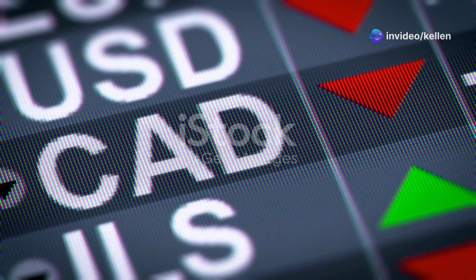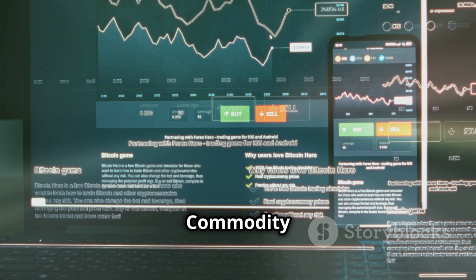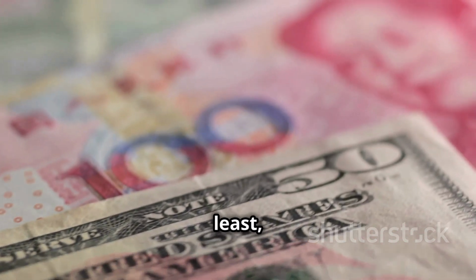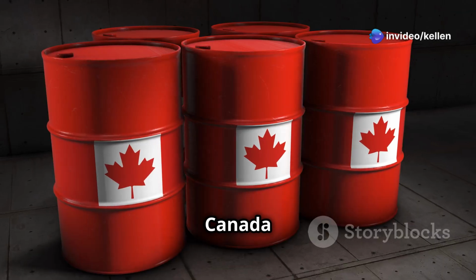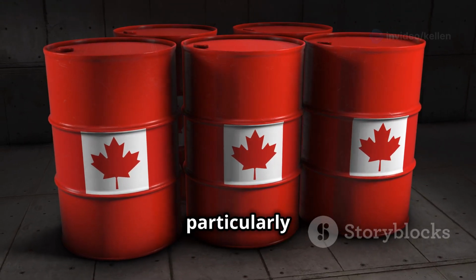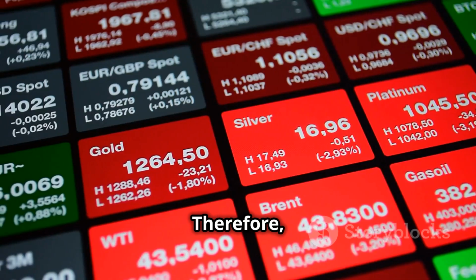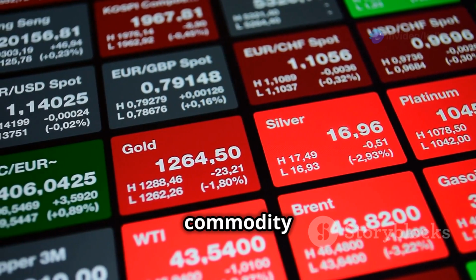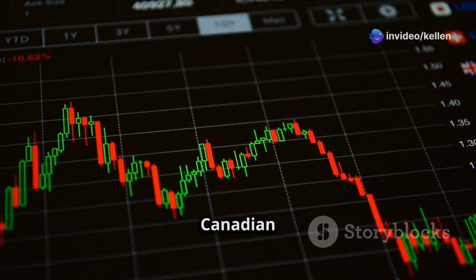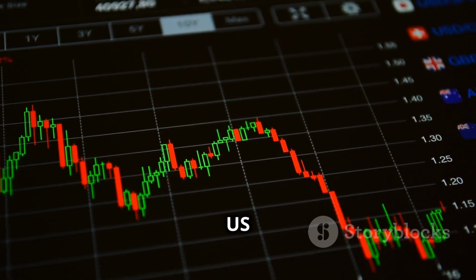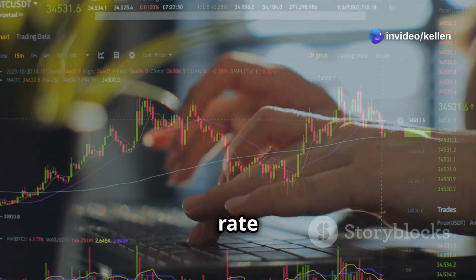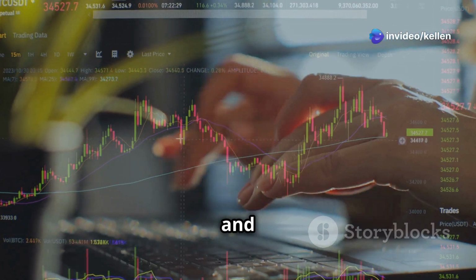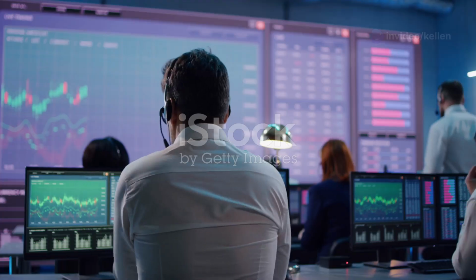Section 8, USD CAD, the commodity connection. Last but not least, we have USD CAD, which represents the US dollar and the Canadian dollar. Canada is a major commodity exporter, particularly in oil and natural gas. Therefore, this pair is heavily influenced by commodity prices, especially crude oil. When oil prices rise, the Canadian dollar often strengthens against the US dollar, and vice versa. Traders also keep an eye on interest rate differentials between the US and Canada and the overall health of both economies.